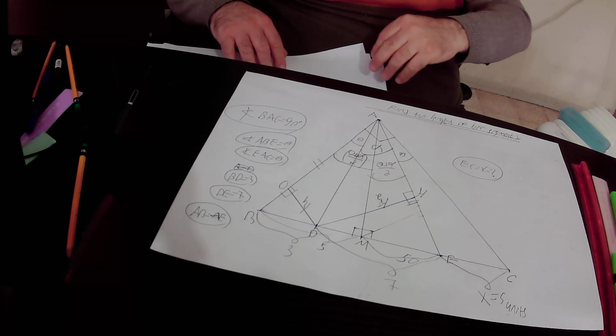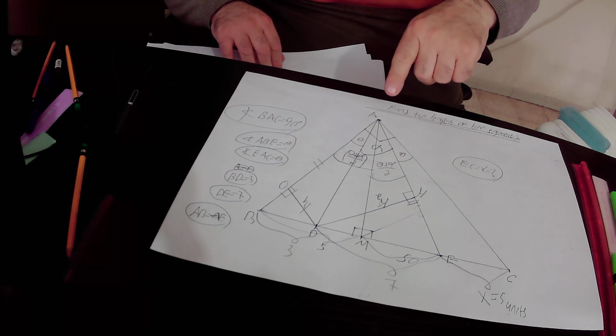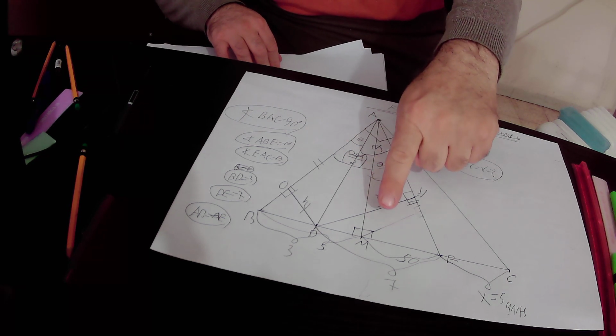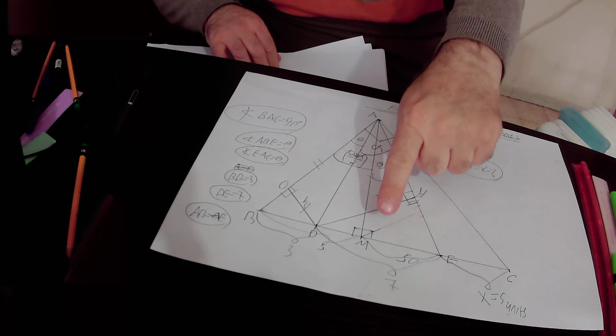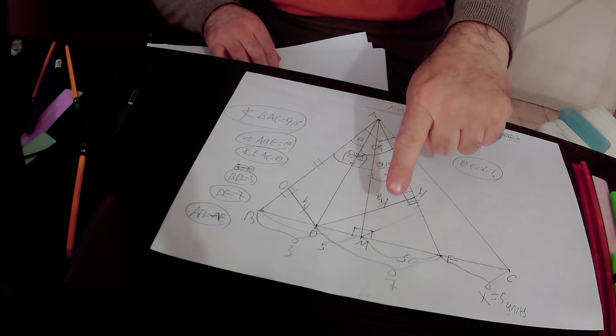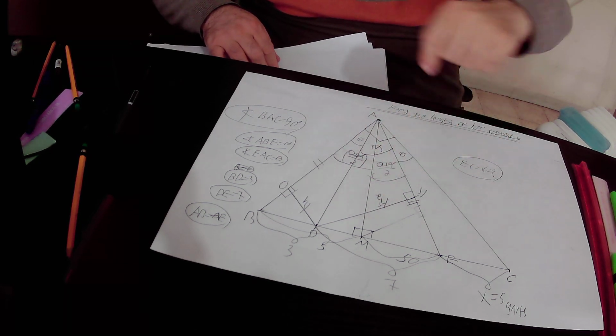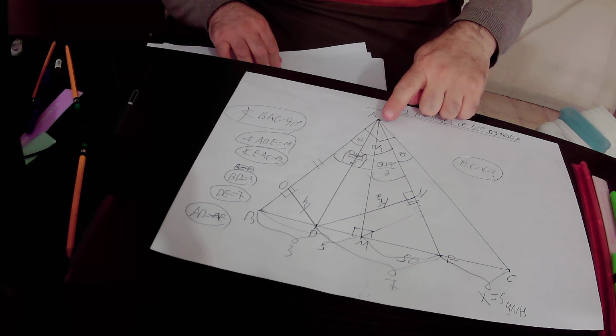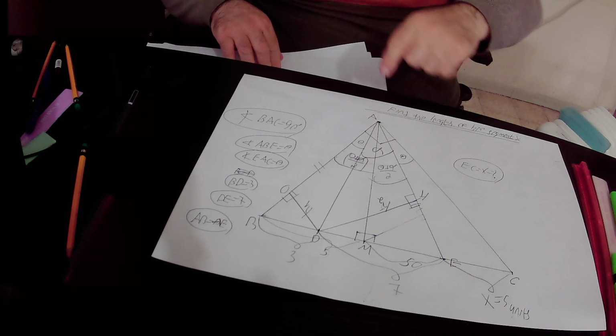In the first step, we will draw a perpendicular from point A to BC. So this angle equals 90 degrees, and we define the touching point between the perpendicular from point A and BC as point M. We also define the angle DAE as alpha.